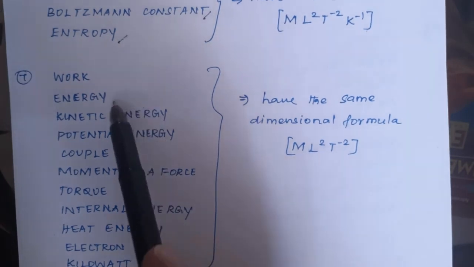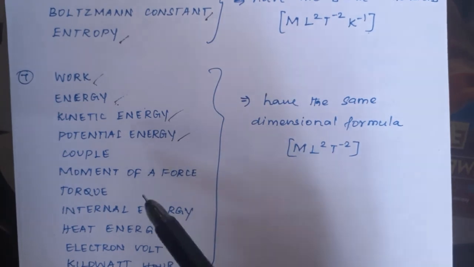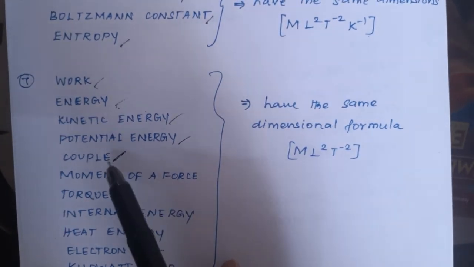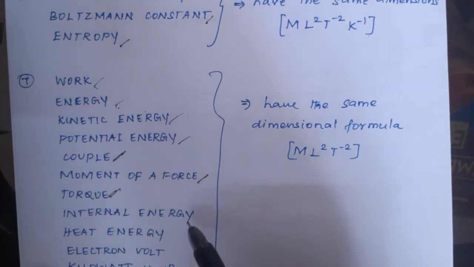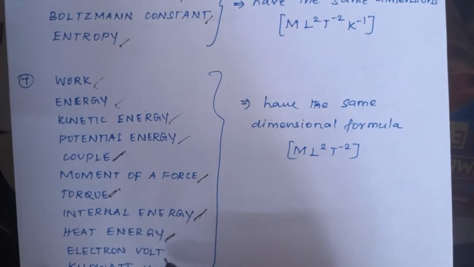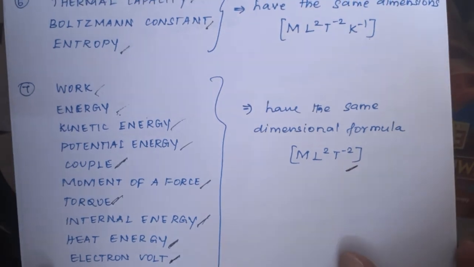And again, work, energy, irrespective of the nature of energy, whether it's potential energy, kinetic energy, couple, here we call it moment of a couple, and moment of a force, torque, internal energy, heat energy, electron volt is a measure of energy, and kilowatt hour, energy consumed by our home appliances is measured in kilowatt hour, that is we call it 1 unit of energy. All of these have the same dimensional formula as M L square T power minus 2.